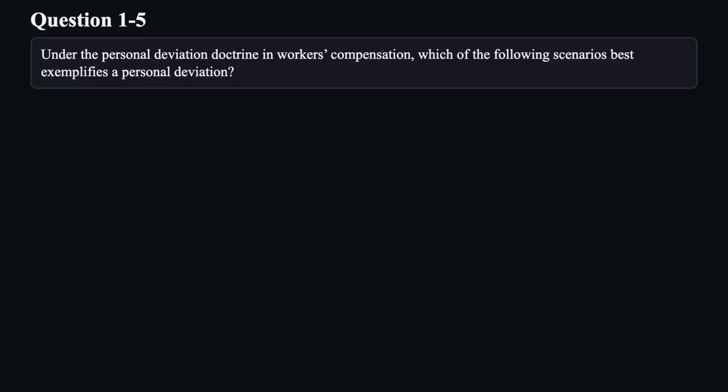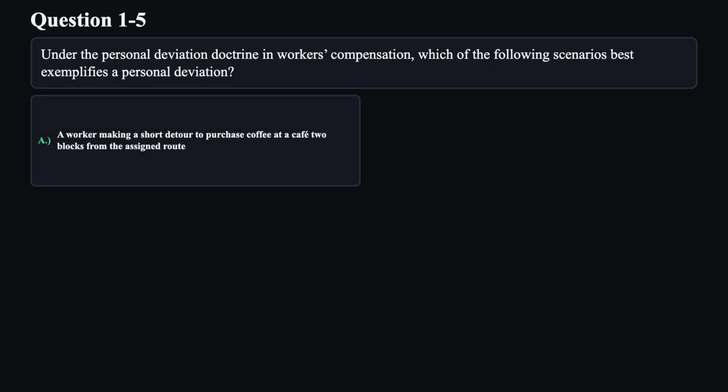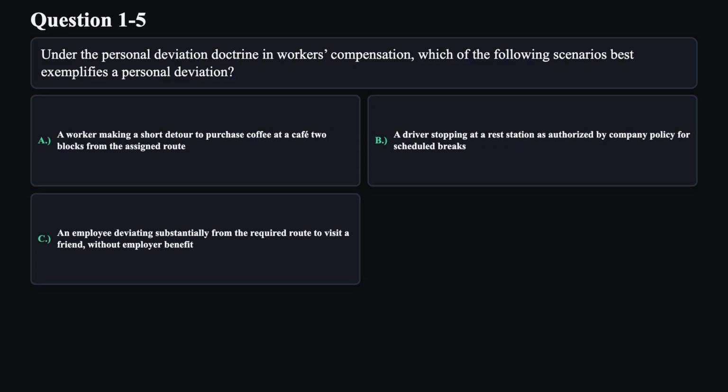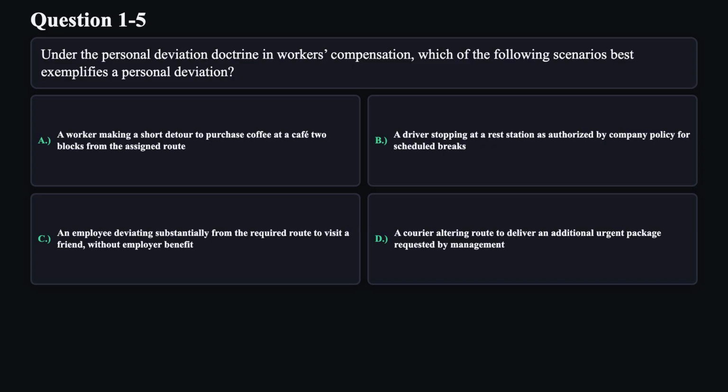Question 5. Under the personal deviation doctrine in workers' compensation, which of the following scenarios best exemplifies a personal deviation? A. A worker making a short detour to purchase coffee at a cafe 2 blocks from the assigned route. B. A driver stopping at a rest station as authorized by company policy for scheduled breaks. C. An employee deviating substantially from the required route to visit a friend without employer benefit. D. A courier altering route to deliver an additional urgent package requested by management.